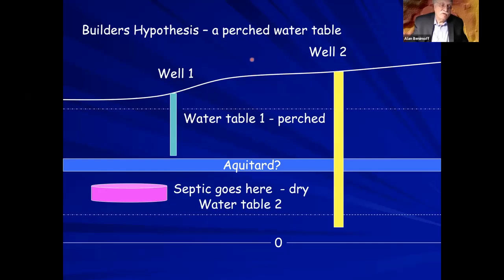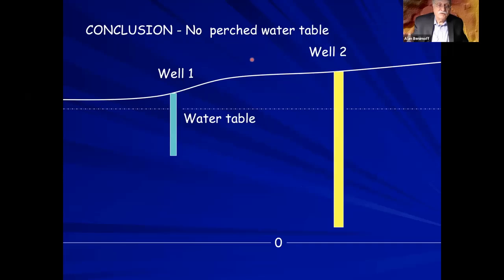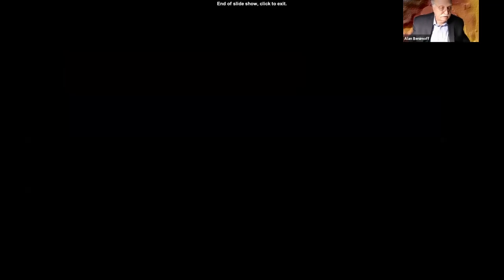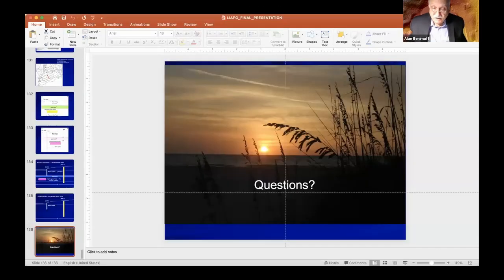But after all the smoke cleared, it turns out there's only one water table. That's what came out of this. I hope everybody agrees with this: no perched water table. Anyway, I don't know how much time is left, but I would like to talk about the hurricane history of Staten Island, and I'll hold off on the questions for now. Let me just share another file here.